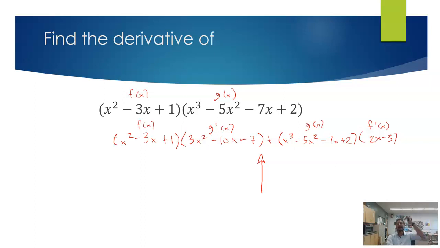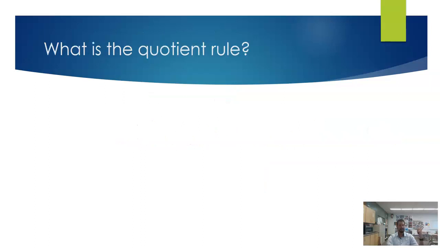Notice there's way less algebra going on here. There's just calculus, and we leave our answer just like that. So that's how the product rule works. Product means we're multiplying two things together, in this case, functions.